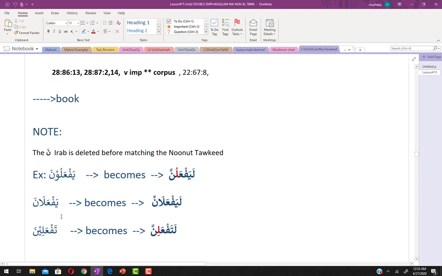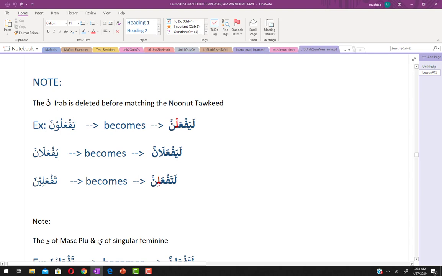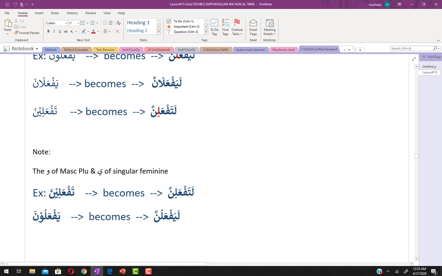So if it was the dual, yafa'alani, it becomes layafa'alanni. Anni is added for the dual. Tafa'alina, the second person feminine singular, becomes latafa'alinna. This is the only one where the letter before the noon shadda carries a kasra. The waw of masculine plural and the ya of feminine singular are dropped: tafa'alina becomes latafa'alinna, yafa'aluna becomes layafa'alunna.